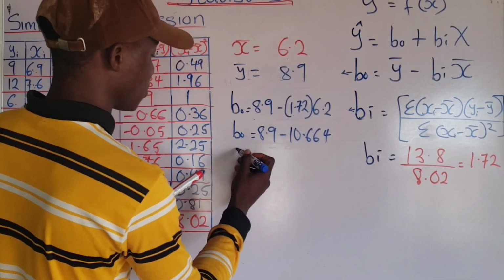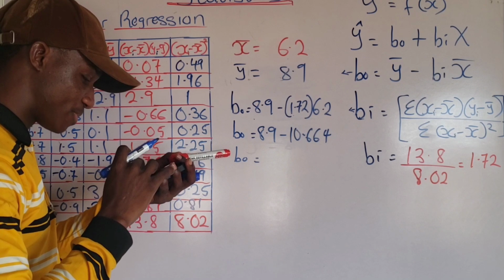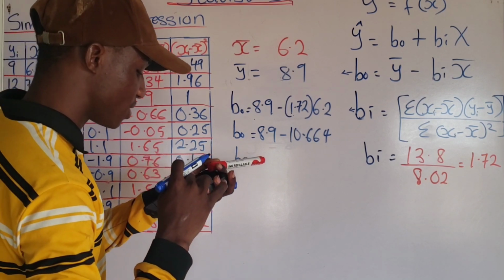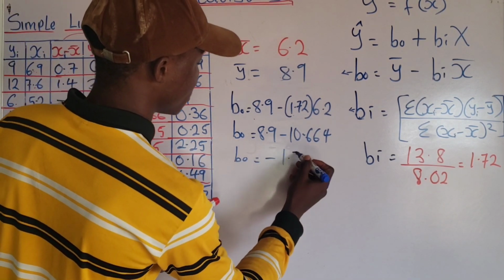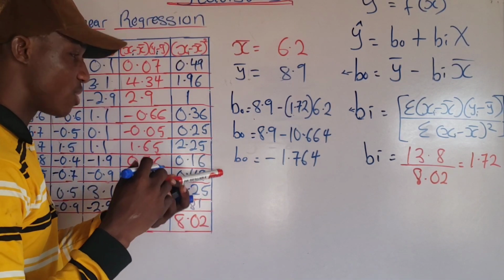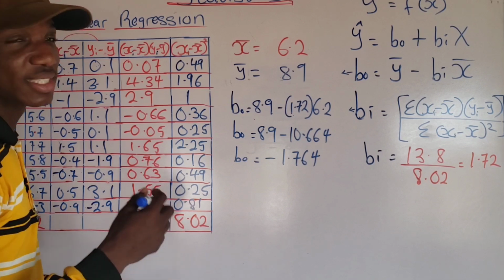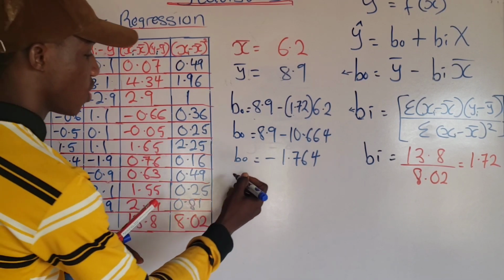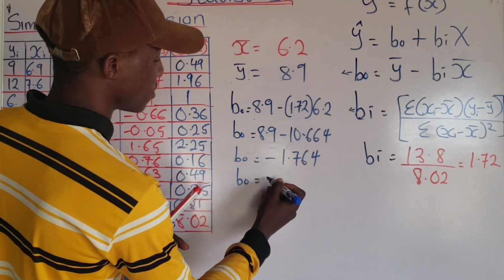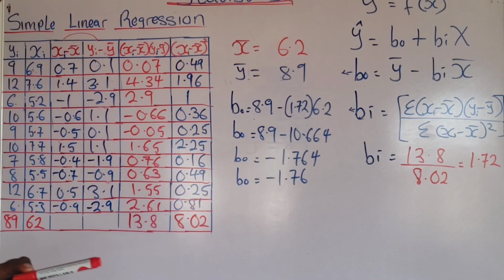10.664. Okay, so the intercept is equal to negative 1.764. We can approximate to 2 decimal places. So I'm going to have the intercept equal to negative 1.76. Do you understand? Now we've gotten the intercept and we've gotten the gradient.